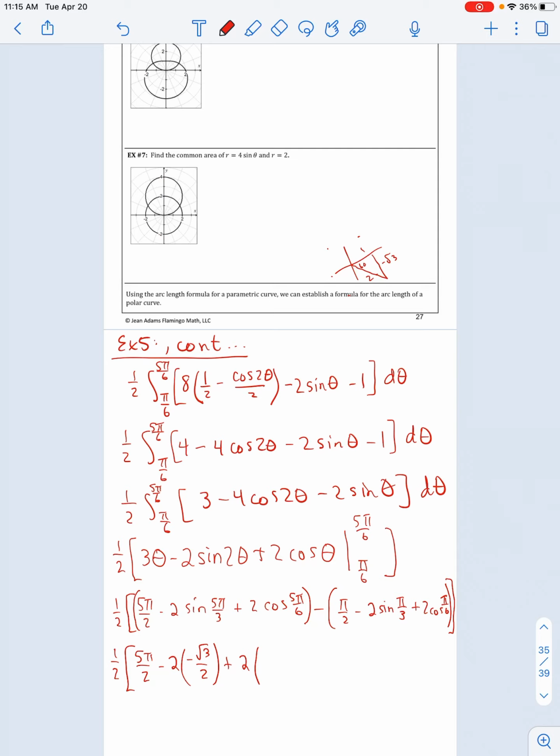Plus 2 cosine of 5 pi over 6. Here's 6 pi over 6, right? So 5 pi over 6, that's a 30-degree reference angle, 1, negative square root of 3, 2. And cosine is negative square root of 3 over 2.